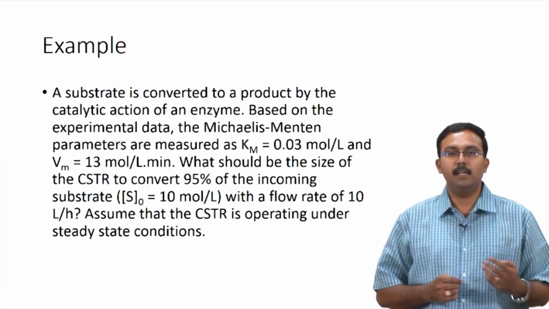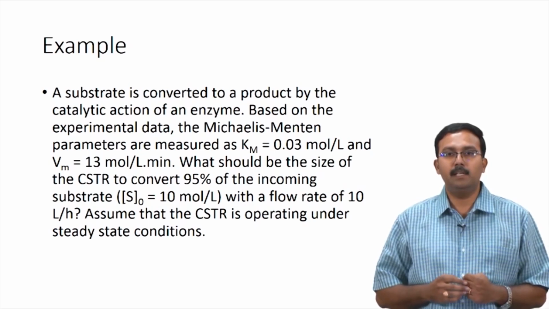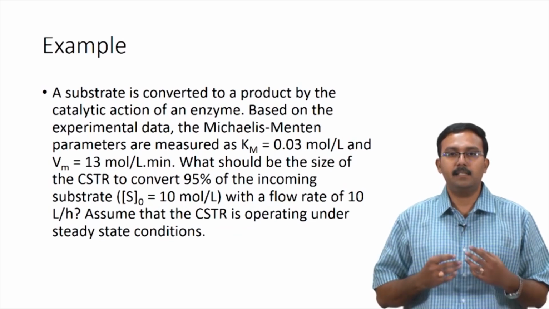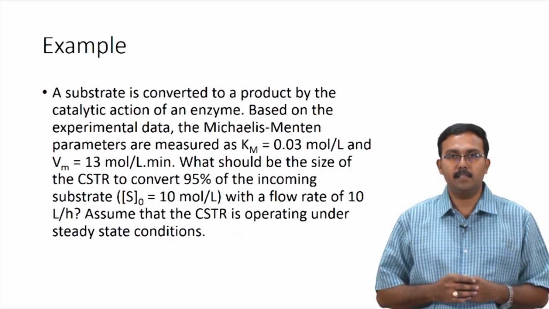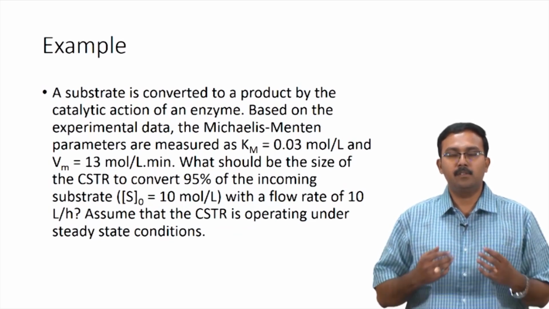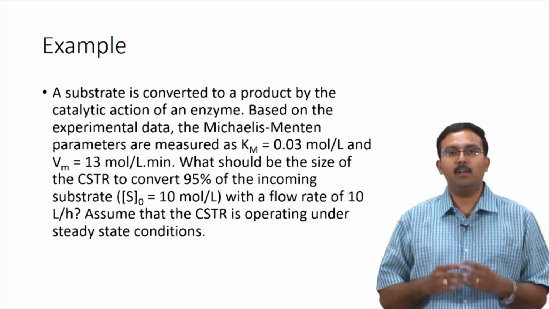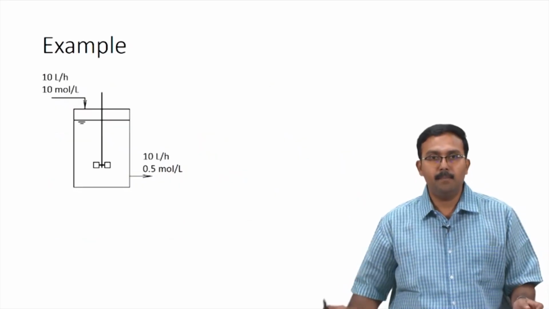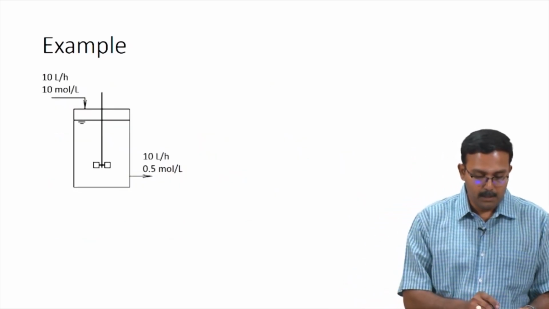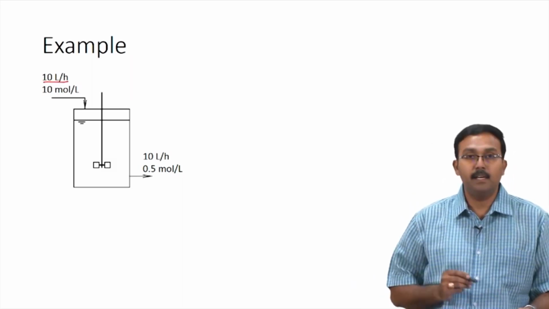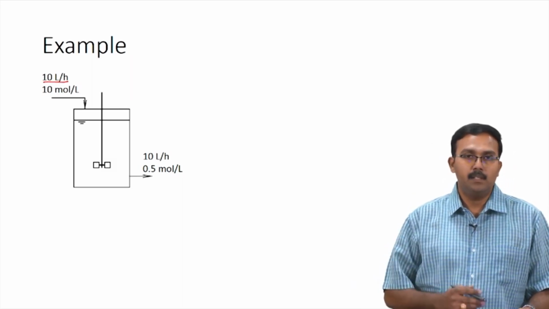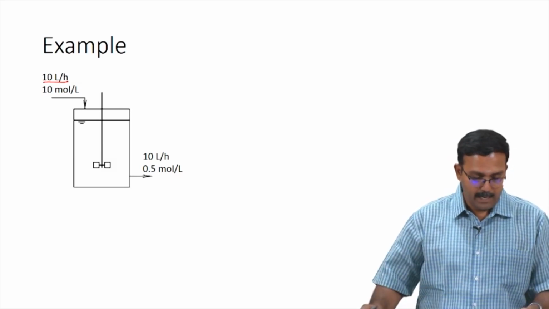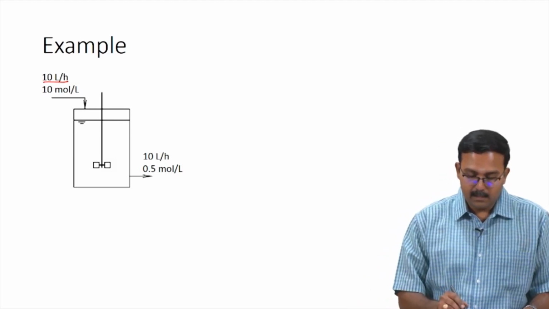Let us assume the inlet substrate concentration is 10 moles per liter with a flow rate of 10 liters per hour. Assume that the CSTR is operating under steady state conditions. Let us go and solve this problem as we solve any other material balance problem. The first step would be to identify the basis. Here we have been told that 10 liters per hour is the inlet feed of the substrate. So, we will take that as the basis.